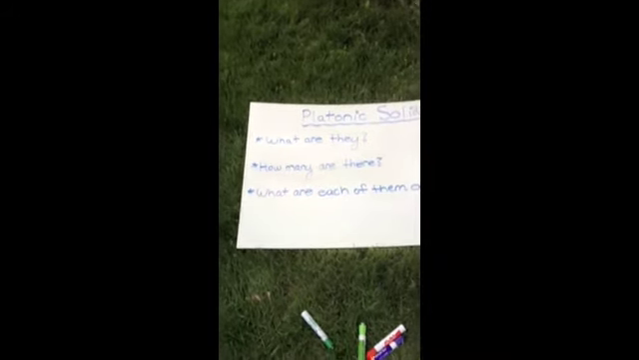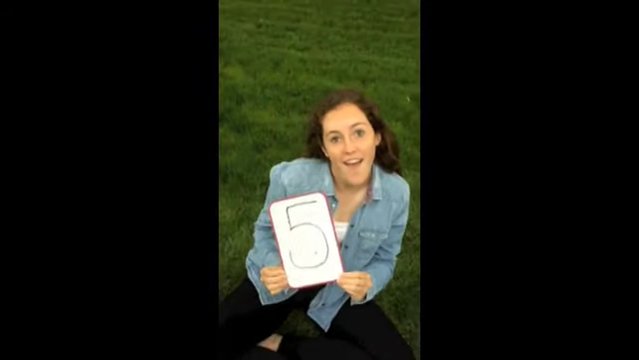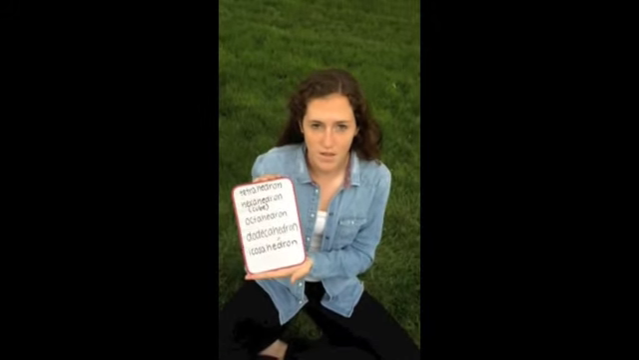What are they? How many are there? And what are each of them called? What are they? They are regular polyhedrons that have regular congruent polygons as their faces and congruent edges. How many are there? 5. These are the 5 types of Platonic solids.